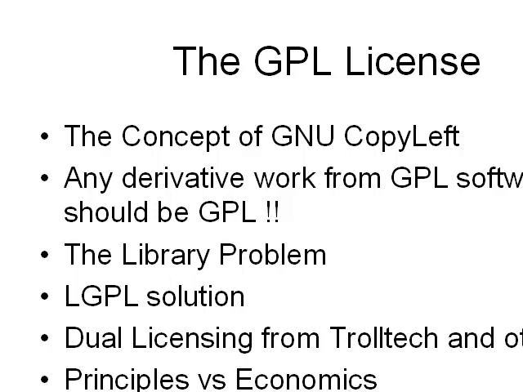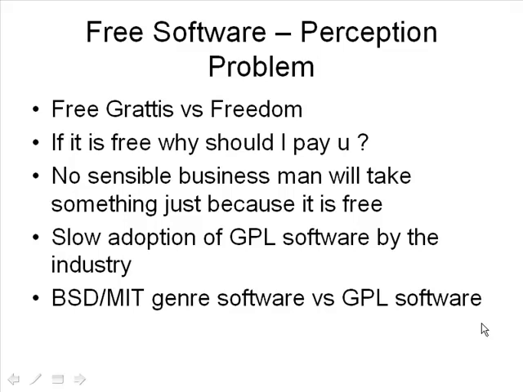The GPL license was a really good way to promulgate Stallman's idealism, but it didn't work in the commercial space. No businessman will trust something which he gets for free, even if he wants to. From day one, free software had a perception problem. The first question most developers faced was, if it is free, why should I pay you? Even though GPL produced a lot of useful software, industry was slow in adopting the GPL software model or GPL license.